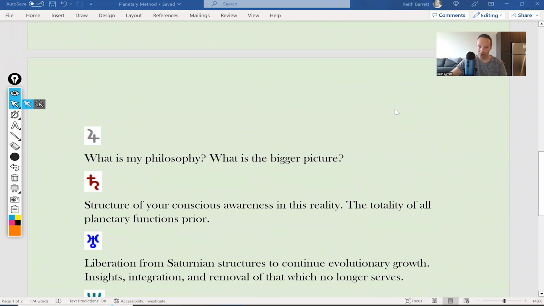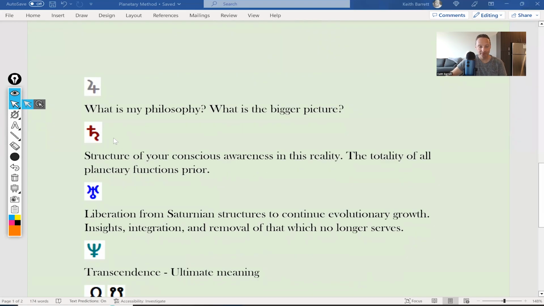Then we go farther out to Jupiter. What is my philosophy? What's the bigger picture here? And so Jupiter starts to form a belief system, right? So it could be religion, it could be just I have this belief, which could be I'm an atheist, or I subscribe to the Jewish religion, or I'm Roman Catholic, or I'm a Buddhist, you name it, right? As you have life experiences, you start to ask, what do I believe? What is my belief system? And so that is symbolized by Jupiter.